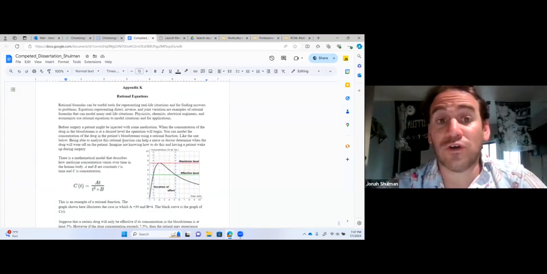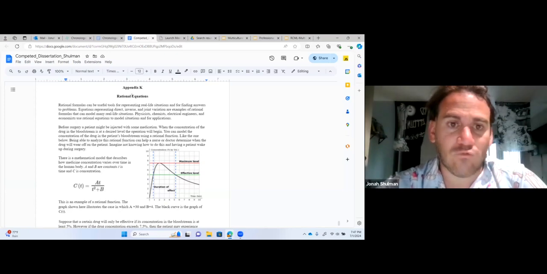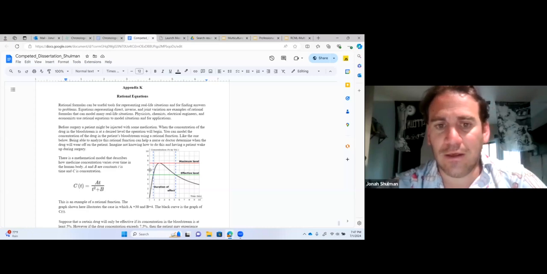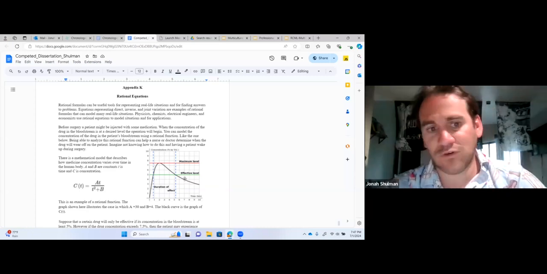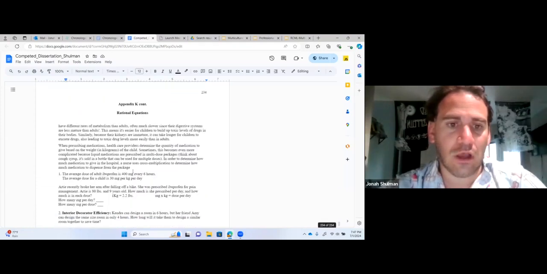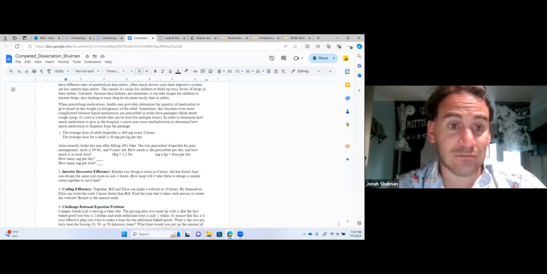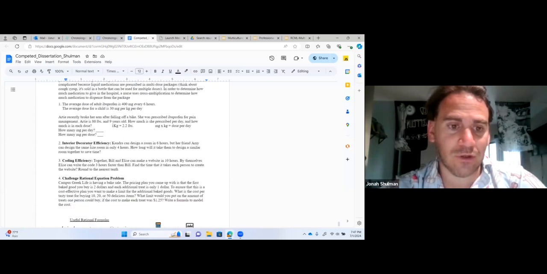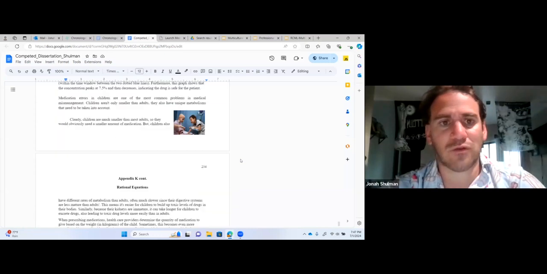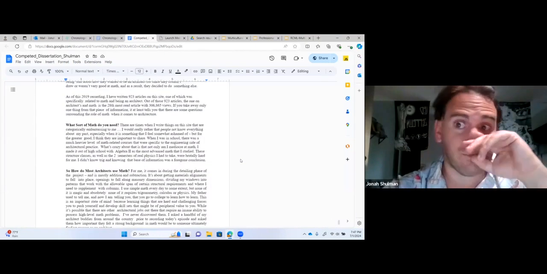Oh, and this is the one for nursing. So rational equations, like how can they be used currently in nursing? This is how long drugs stay in the bloodstream, and the rational formula to get there. And then they actually get not just one for drugs in the body, but interior decorator, coding efficiency, and then a challenge. I always try to do challenge problems as well.